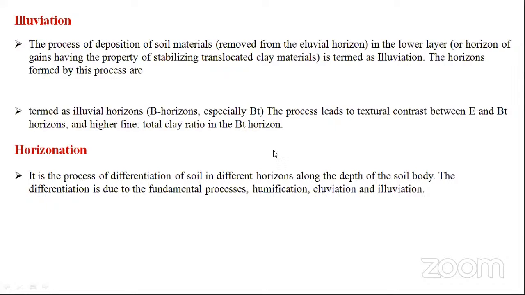BT horizon, okay. The term alluvial, the process leads to the textural contrast. Due to this deposition, you can see there is a lot of textural difference. There will be a textural contrast between the E horizon or A2 horizon and the BT horizon, and there will be a greater difference, like a higher fineness to total clay ratio. There will be more clay in our alluvial horizon because all the deposition takes place. Like this, you can see a lot of depositions, and the darker color variations you can easily identify in the alluvial horizon. So this is another important fundamental pedogenic process.